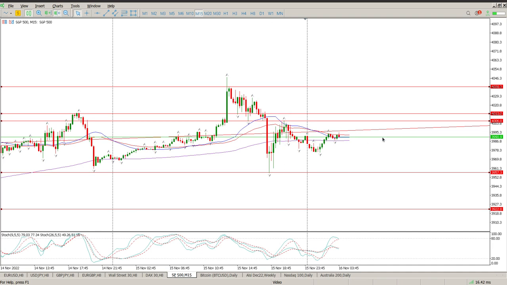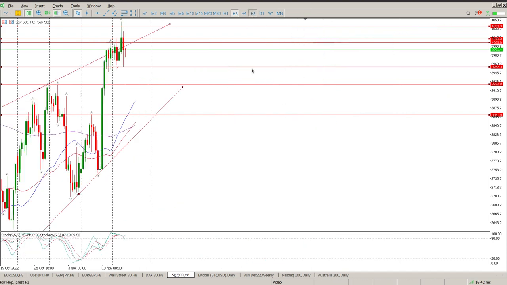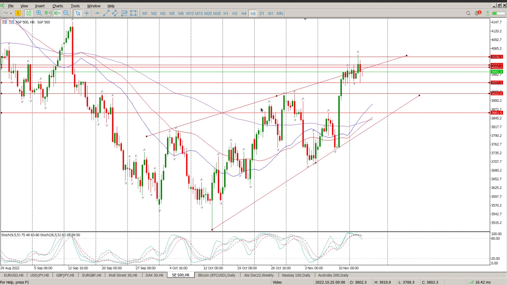Anyway, I'm sitting on my hands. I don't see any reason to be short or long at the moment, but I must admit I am starting to lean towards this being a bear rally, and it is starting to fizzle out, and you can see that on the 8 hour here.